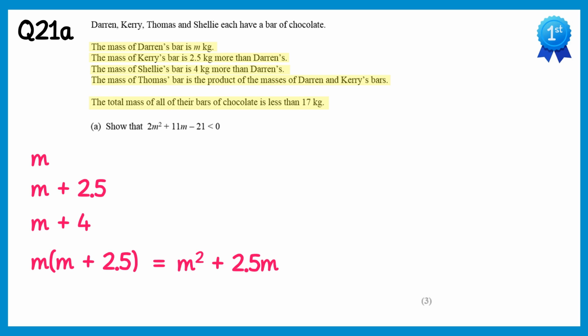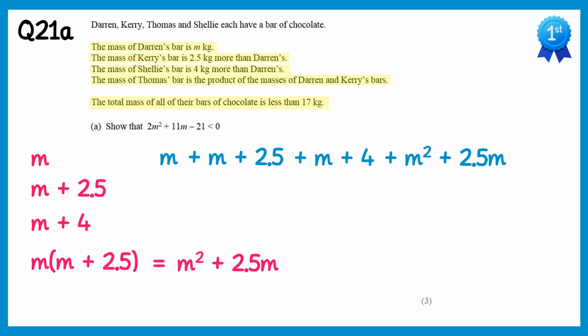We're told the total masses of all of their bars is less than 17 kilograms. This means if we add all of them up, so m plus 2.5 plus m plus 4 plus m squared plus 2.5m, this must be less than 17. There's lots of simplifying we can do here, so we'll start with m squared, then all of the m's, m add m add m add 2.5m gives you 5.5m, and then the constant terms, 2.5 add 4 is 6.5, so this is less than 17.